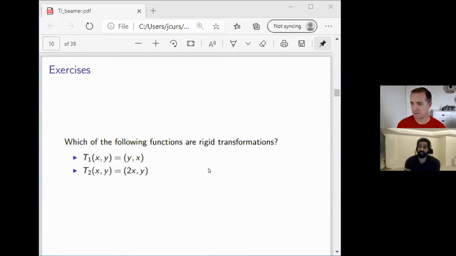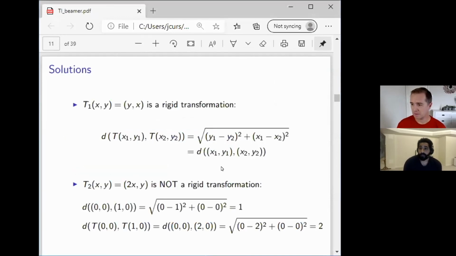So we just checked geometrically, and you can see how it's very intuitive to check whether these things are true or not, but you can also check algebraically using the distance formula. So for instance, the first example, we see it's a rigid transformation because when you write out the distance formula for the transformed points, we just get the distance formula in a different order. For the second example, we know it's not a rigid transformation, and we can check just by taking 2 points.